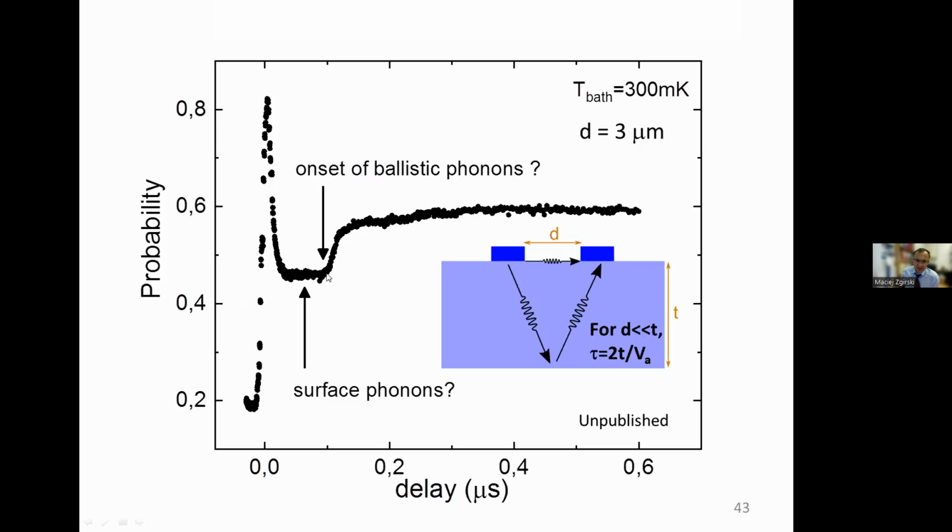But then after roughly 120 nanoseconds, we see an abrupt change in the signal. And this abrupt change and the time delay, 120 nanoseconds, corresponds to the time which we expect for an acoustic wave traveling from the nanostructures to the bottom surface of the substrate and back to the structure. So our assumption is that here we see the effect of ballistic phonons. These are surface phonons. Okay.